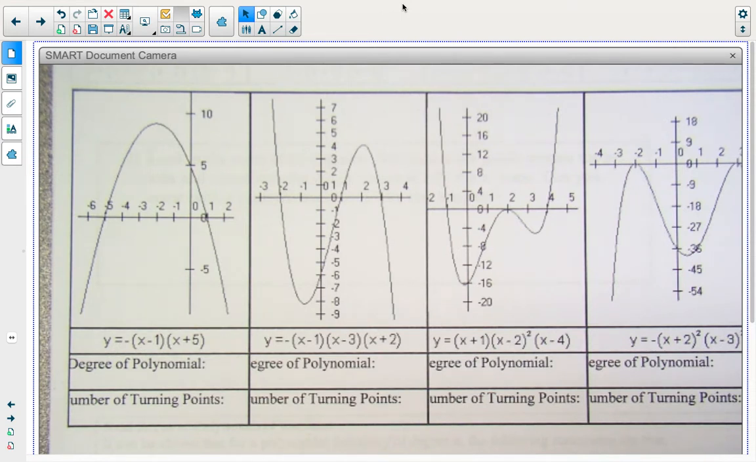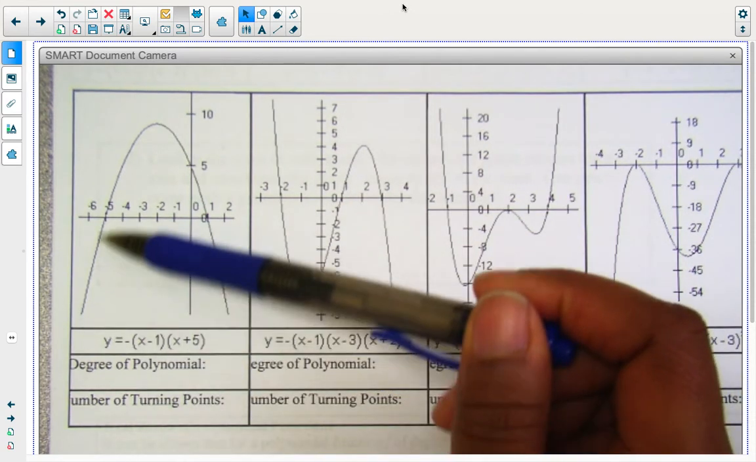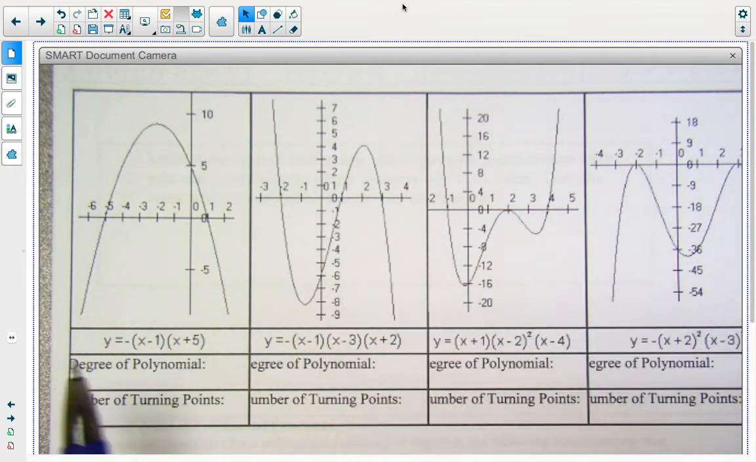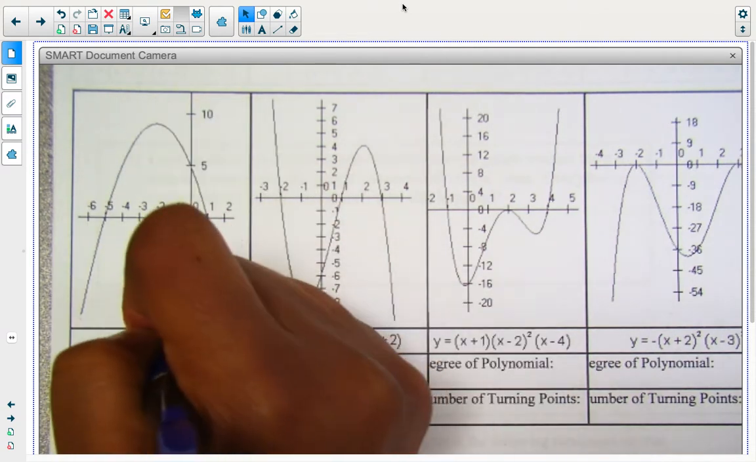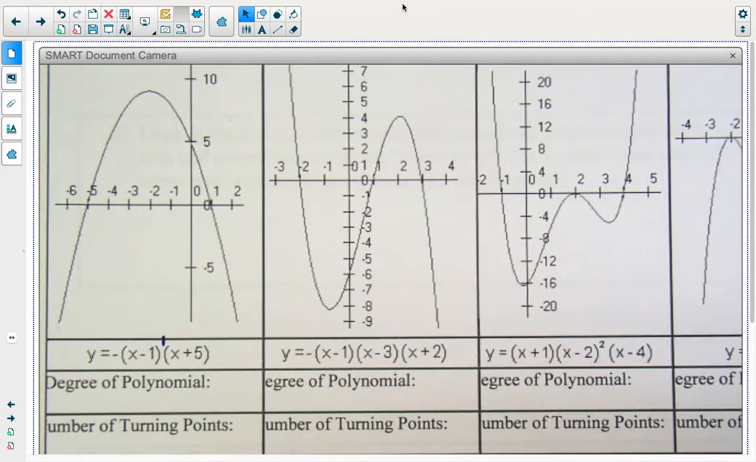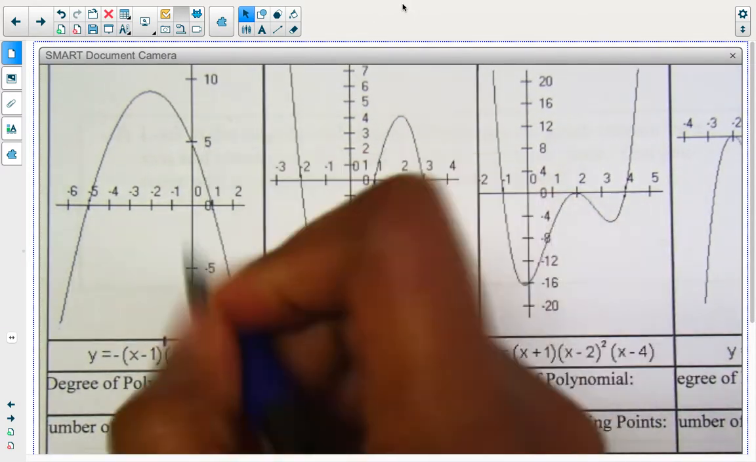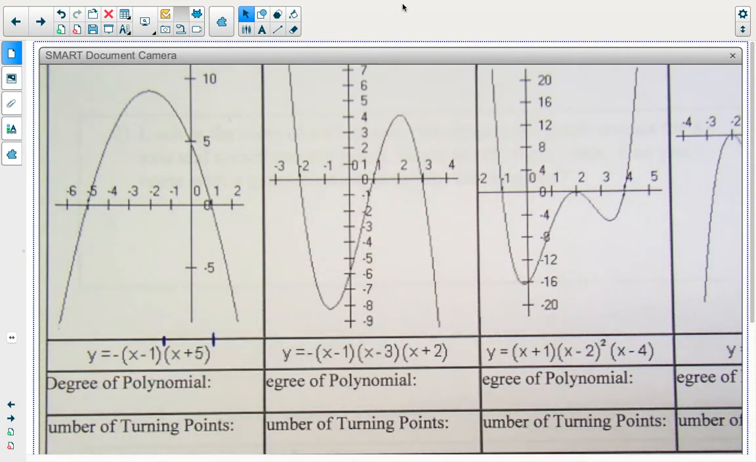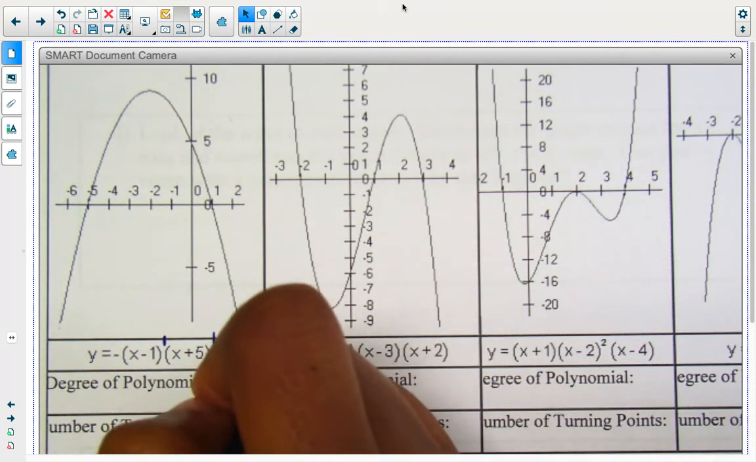I have some graphs down here. We're going to label the degree of each polynomial and then state how many turning points we have. So looking at my picture here, I know that this is a quadratic function for a whole lot of reasons. I know that it makes a U shape when I graph it. And here they give us the equation: x minus 1, where 1 is my exponent, and x plus 5, where 1 is my understood exponent. So I know that the degree of this polynomial is 2.